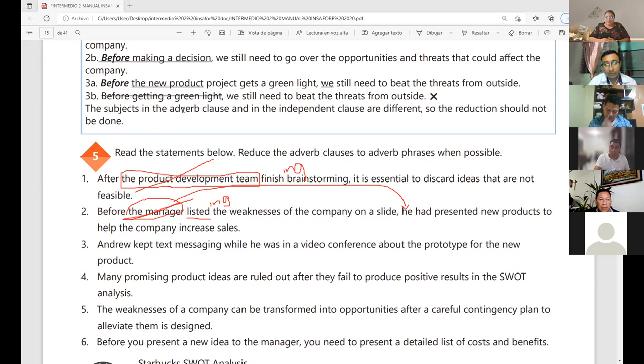Okay. So, nosotros lo sustituimos por otro verbo, podemos cambiarlo. In this case, I think we can't reduce. We can't reduce. Exactly. So that rule doesn't apply to the verb to be. Exactly, because we have the verb to be.